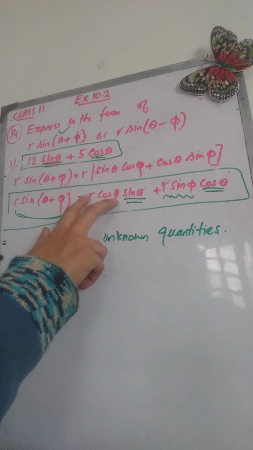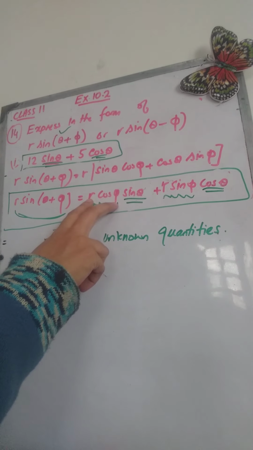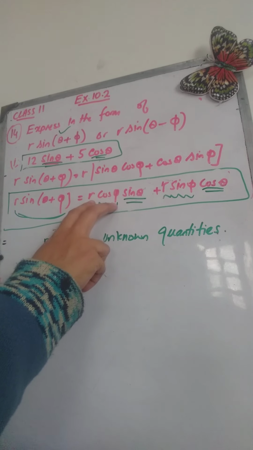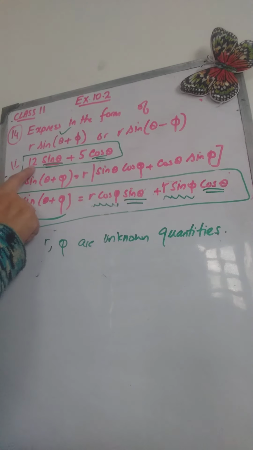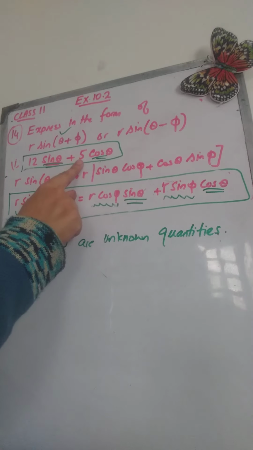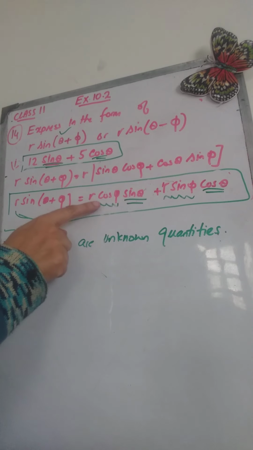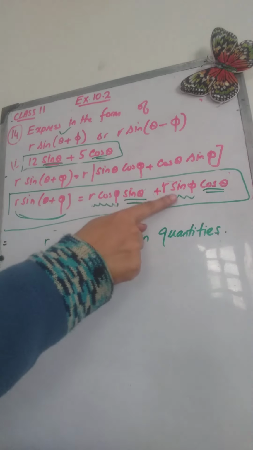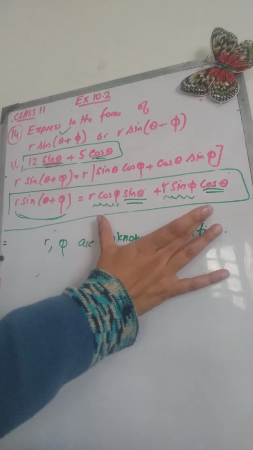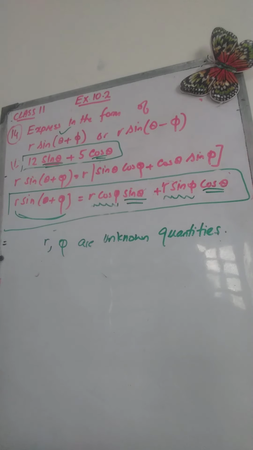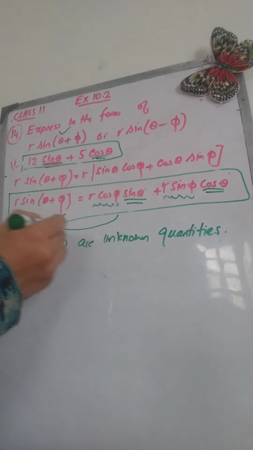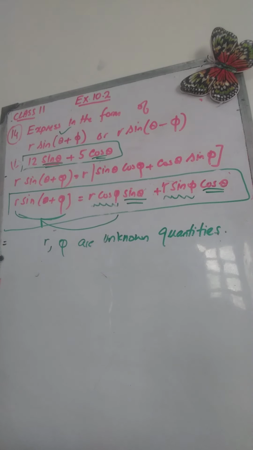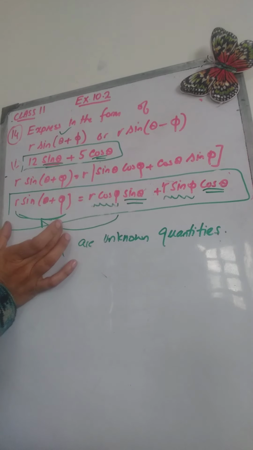Okay, we have to find both these quantities. If we can get r and phi in such a way that r cos phi becomes equal to 12 and r sine phi becomes equal to 5, then we can easily write 12 as r cos phi and 5 as r sine phi, and we can get this expression. After finding this expression, we can easily write it in this form. So we have to convert this expression into this form.